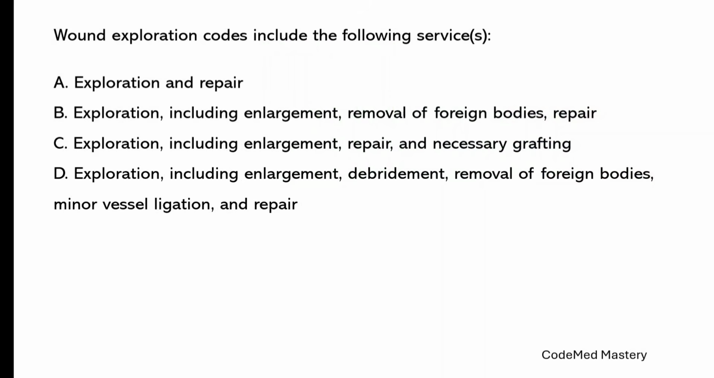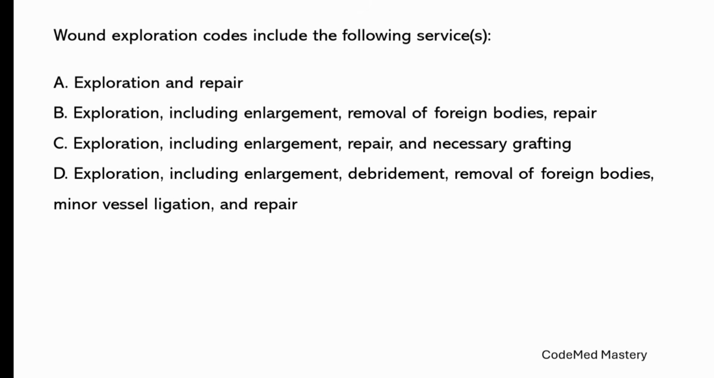Wound exploration codes include the following services. Option A, exploration and repair. Option B, exploration including enlargement, removal of foreign bodies and repair. Option C, exploration including enlargement, repair and necessary grafting. Option D, exploration including enlargement, debridement, removal of foreign bodies, minor vessel ligation and repair.